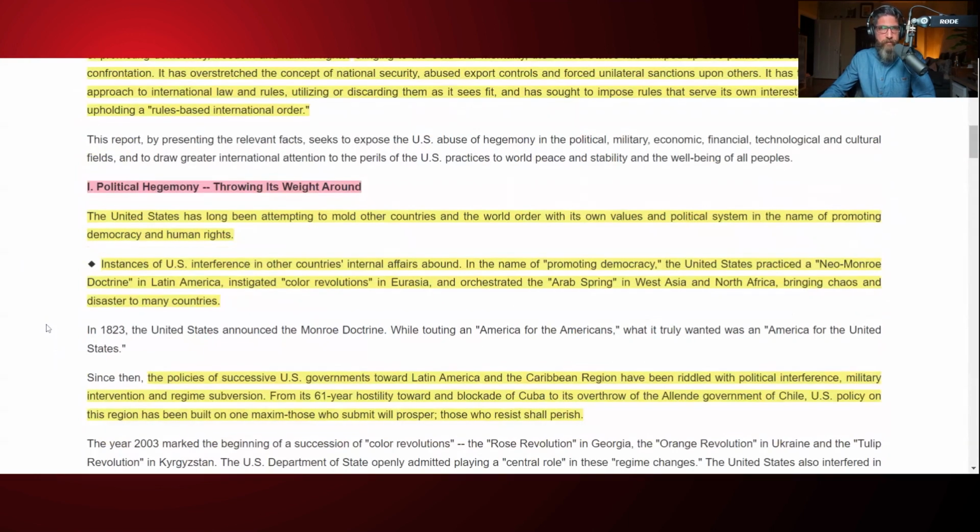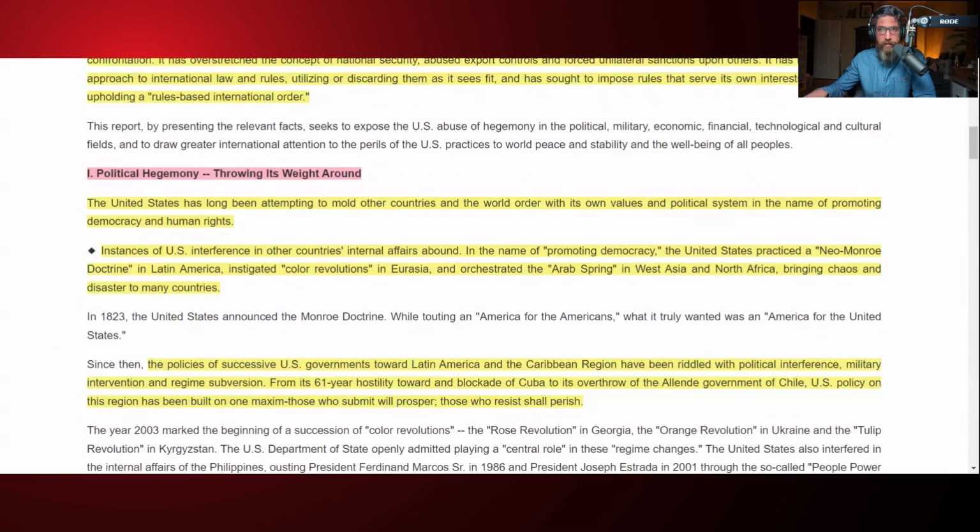So if you want to start with the first dimension, the political hegemony, the United States has long been attempting to mold other countries and the world order with its own values and political system in the name of promoting democracy and human rights. Instances of U.S. interference in other countries' internal affairs abound. In the name of promoting democracy, the United States practiced a neo-Monroe doctrine in Latin America, instigated color revolutions in Eurasia, and orchestrated the Arab Spring in West Asia and North Africa, bringing chaos and disaster to many countries.